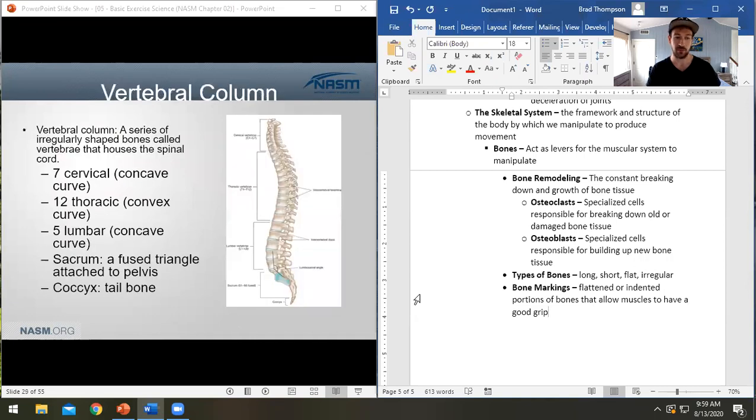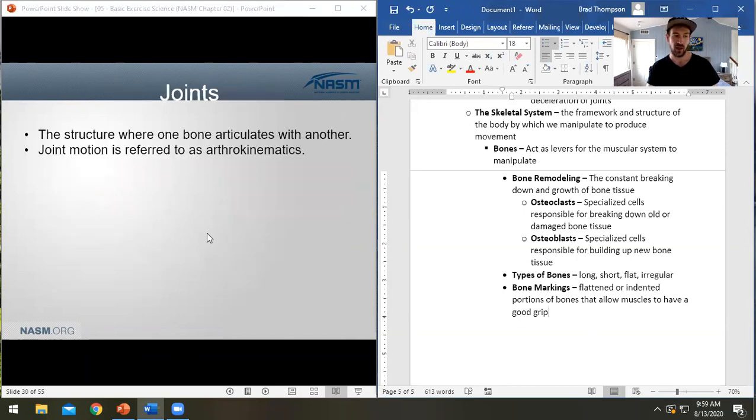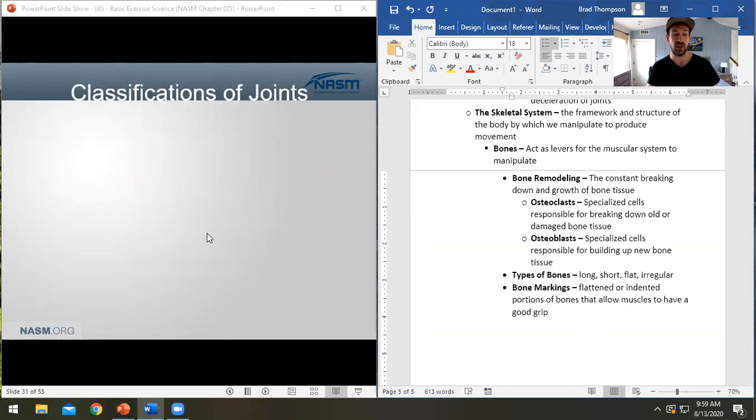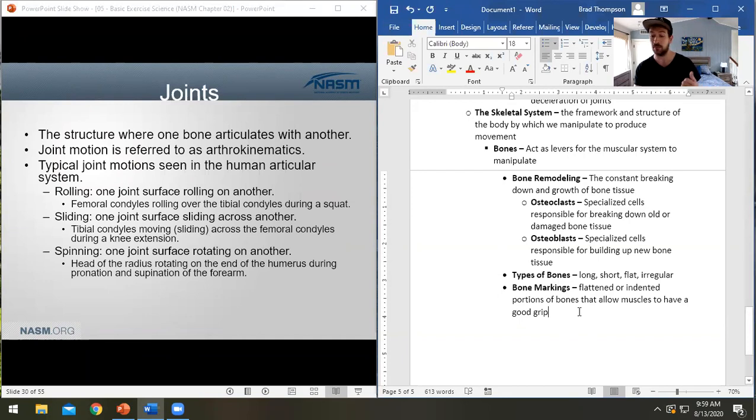So those are some of your bone markings. You've also got your vertebral column. You're going to have different sections here. You're going to have your cervical vertebrae, which is your neck, your thoracic vertebrae, which is your upper back, your lumbar vertebrae, which is your lower back, and then at the very bottom, you have your sacrum and your coccyx. That's your tailbone there. So those are things that we see in the bones.